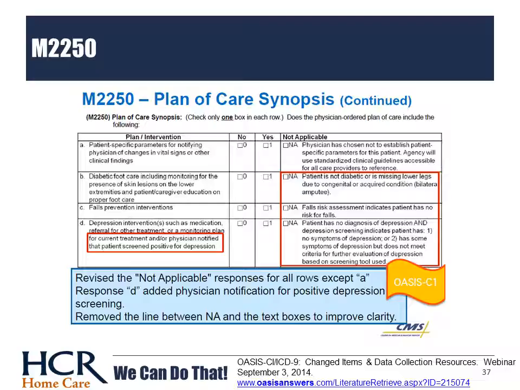They've also reworded the NA option, so you can indicate NA, your physician-ordered plan of care does not include or does not need to include interventions for depression because the patient has no diagnosis of depression and the patient's screening indicates the patient either 1, has no symptoms of depression, or 2, has symptoms of depression but does not meet the criteria for further evaluation for depression based on the screening tool. And in our agency, that would be a 3 or higher on the PHQ-2 is that threshold for where we would need further evaluation.